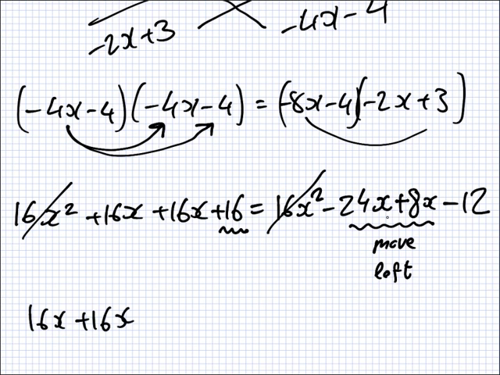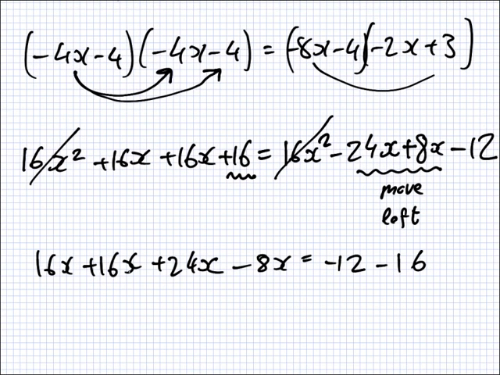Now when I move these to the left, what does minus 24x become? Plus 24x. And when I move the 8x to the left, what does it become? Minus 8x, good. On the right, I still have minus 12. And when I move the 16 over, what do I get? Minus 16. Is this okay? I think this is okay.